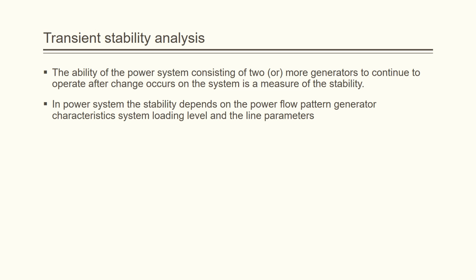Transient stability analysis. The ability of a power system consisting of two or more generators to continue to operate after a change occurs in the system is a measure of stability. In power system, the stability depends on power flow pattern, generator characteristics, load level, and the line parameters.